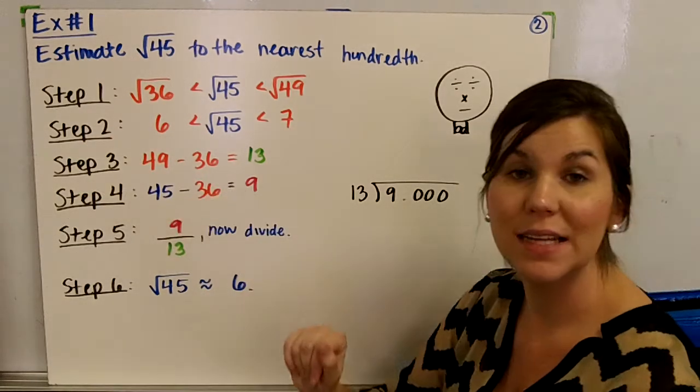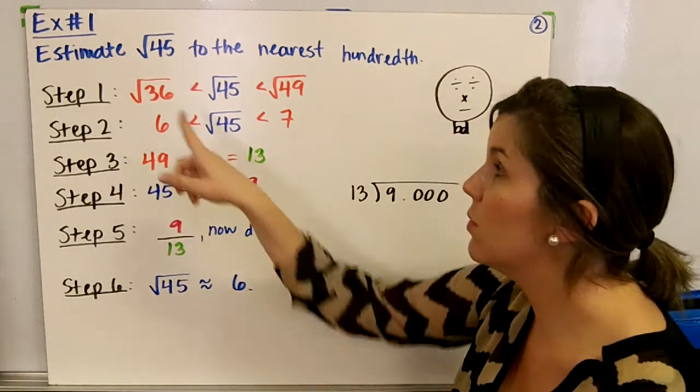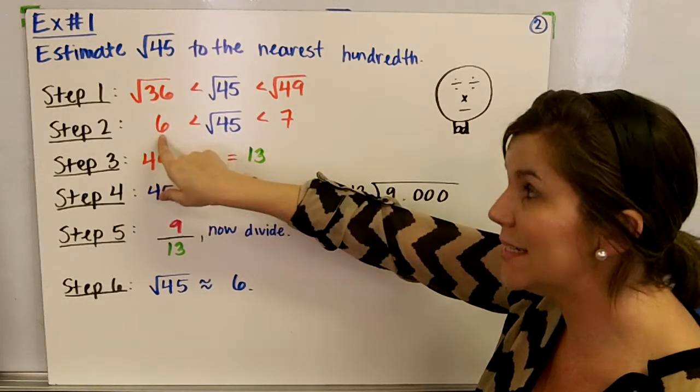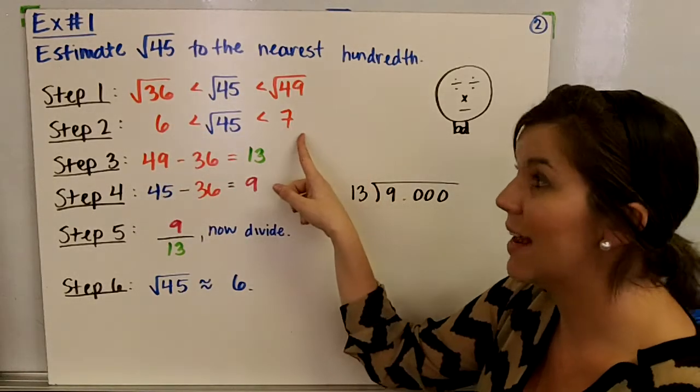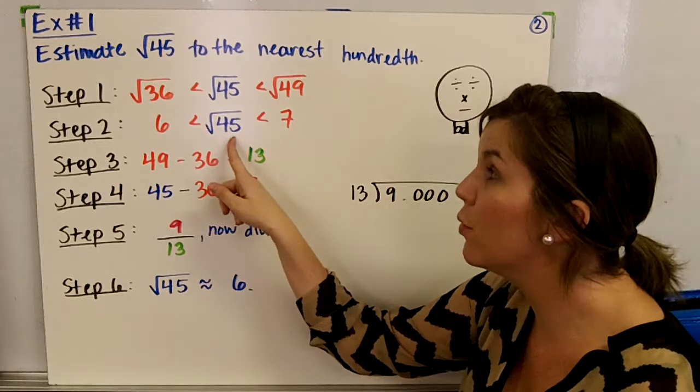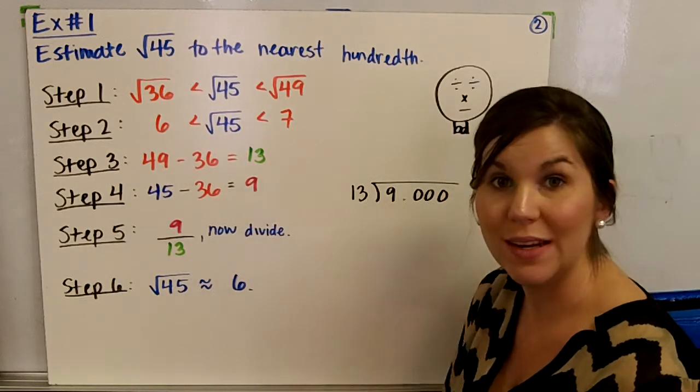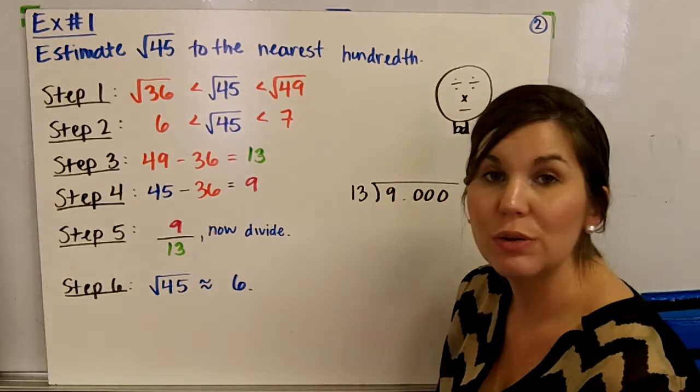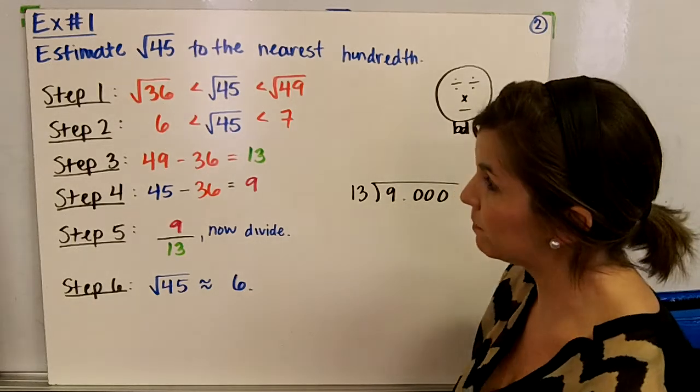Step number 2, take the square root of the perfect squares. Well, the square root of 36 is 6, and the square root of 49 is 7. So the square root of 45 has to be between 6 and 7. Those are the 2 consecutive integers.